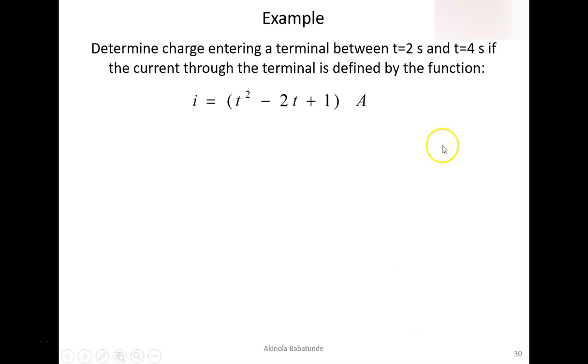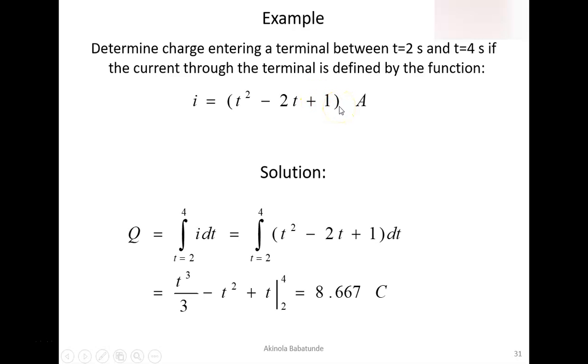What you will find here is that we have a current function given as t squared minus 2t plus 1, and this is a time function. The current is defined with respect to time. So we are expected to find the charge entering a terminal between t equal to 2 seconds and t equal to 4 seconds if the current through the terminal is defined by this function. The first thing we want to do is to go to the equation that has to do with varying times.